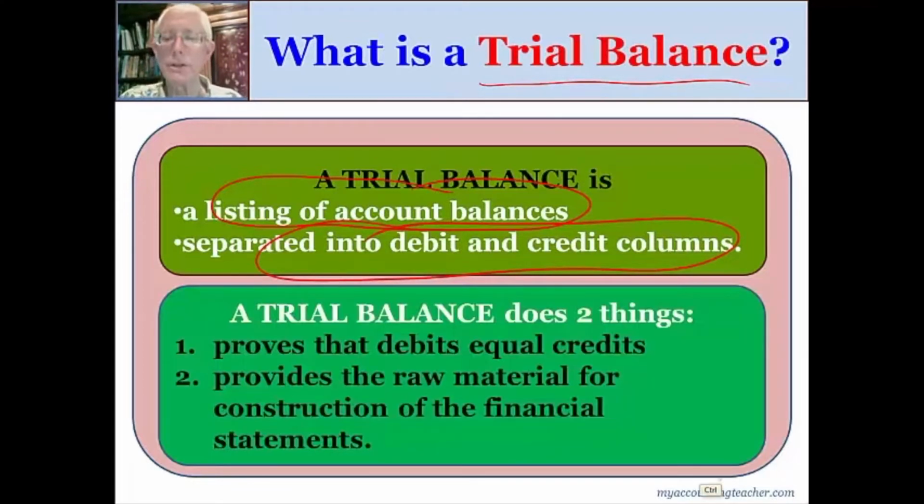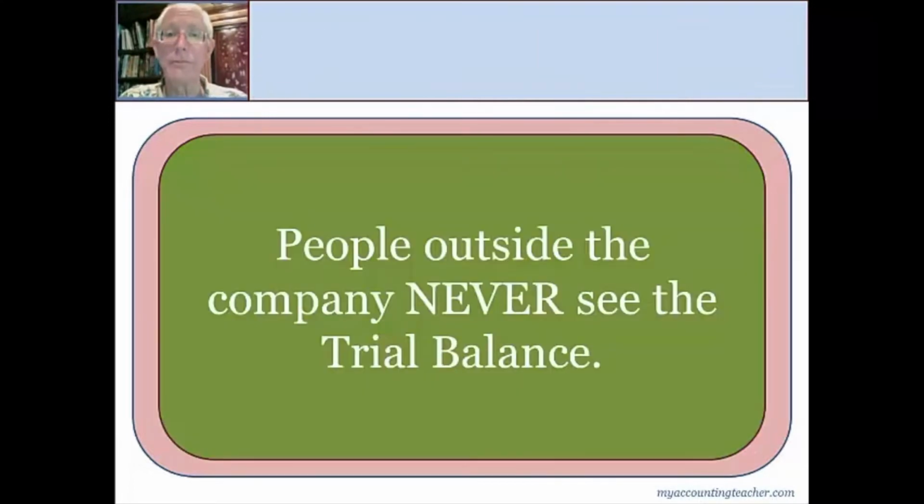A trial balance does two things for us. It's going to prove to us that our debits equal our credits. Now, in these days of computers, our debits are always going to equal our credits because the machines make sure they do. Back in the old days, this was a pretty important thing to make sure you'd done all the posting correctly. More importantly for us is that the trial balance provides the raw material for the construction of the balance sheet and the income statement. We're going to see that. We're going to see a trial balance.